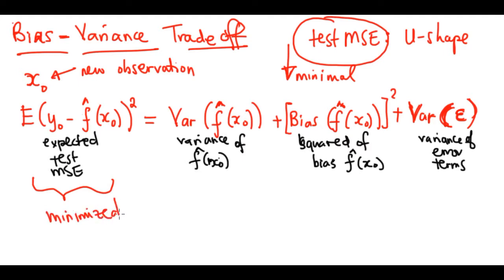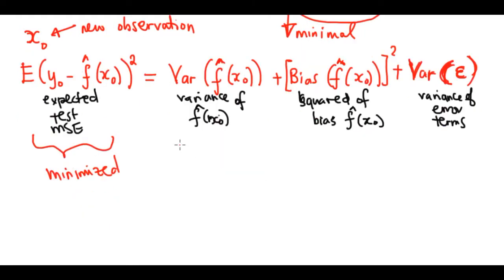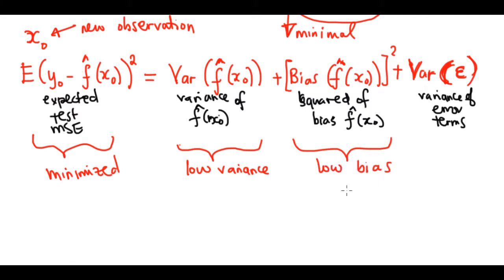But for it to be minimized, what it then means is we need a statistical learning method that simultaneously minimizes the variance and the bias, right? The error term variance is a constant, so it falls off. So we want a statistical model that achieves low variance and low bias. If we can get that model, it will lead to a minimum test MSE, and our predictions are accurate, right?